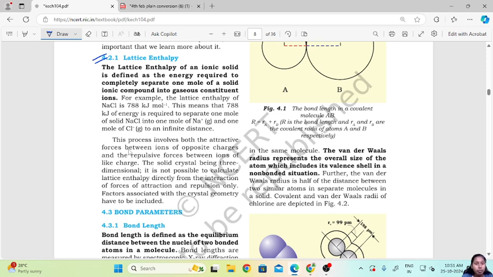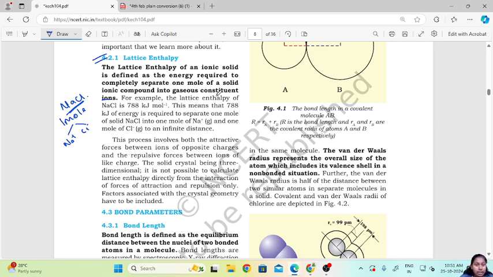The lattice enthalpy of an ionic solid is defined as the energy required to completely separate 1 mole of a solid ionic compound into gaseous constituent ions. So what is lattice enthalpy? It is the energy required to completely separate 1 mole of a solid ionic compound into gaseous constituent ions. If you have NaCl, it is the energy required to separate 1 mole of this NaCl into its gaseous constituents, the sodium and chlorine ions. So this is what lattice enthalpy is.